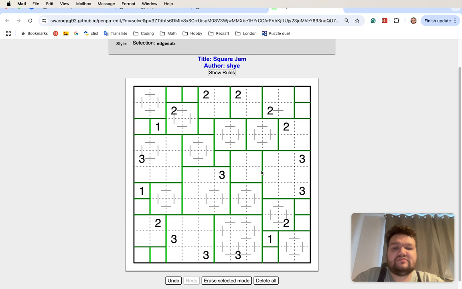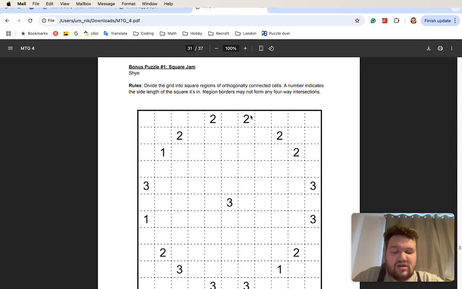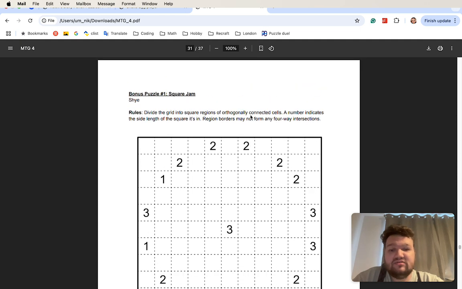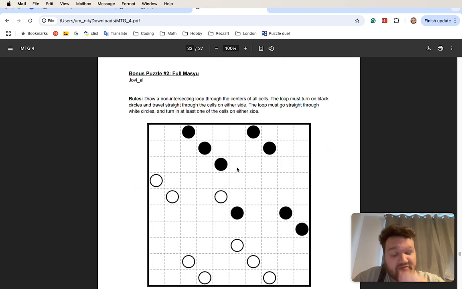Yay! The first bonus puzzle. Very nice. A bit harder. It's noticeably harder than most of what I have been solving previously.